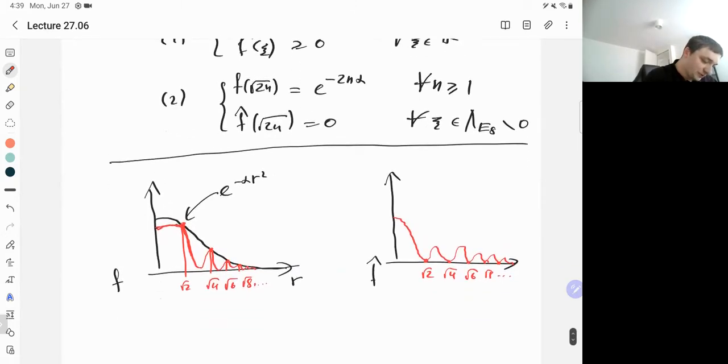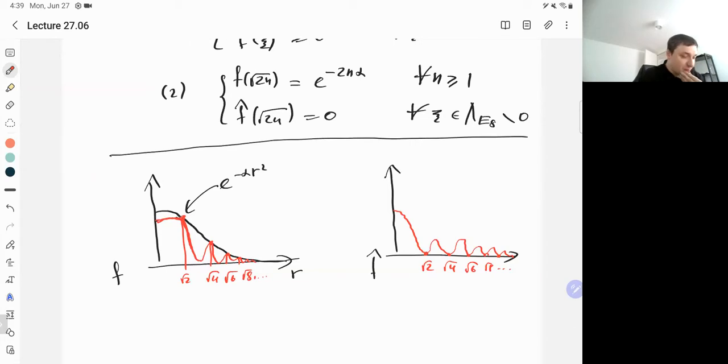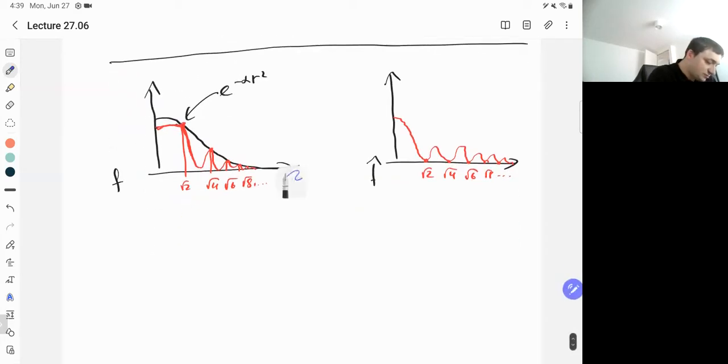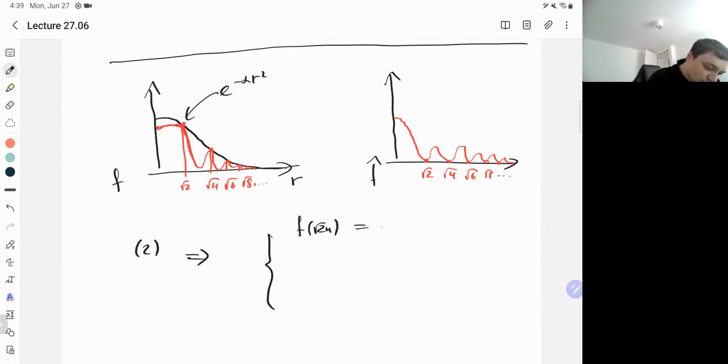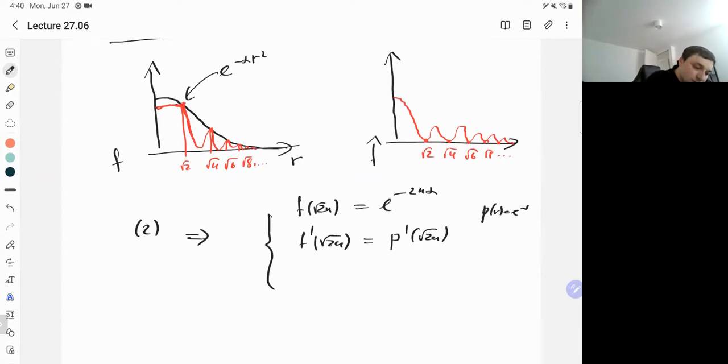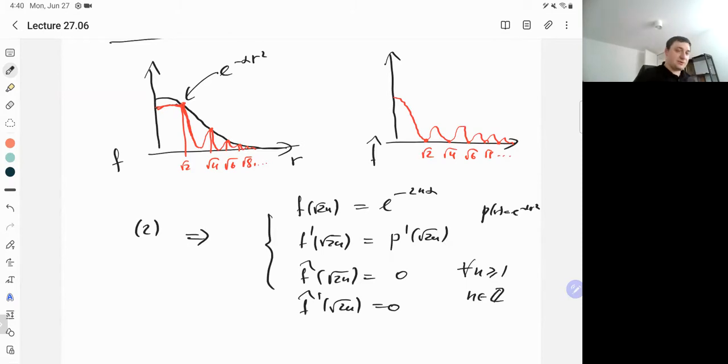But you see that because of this, we have both inequalities and equalities, actually, in condition 2. So 2 implies a stronger set of conditions. We have f at square root of 2n is equal to e to the minus 2n alpha, but also the derivatives should agree. I'll just write the derivative at that point, but you know what it is. And the Fourier transform should also vanish to second order, and the derivative also vanishes. So this happens for all integers greater than or equal to 1.